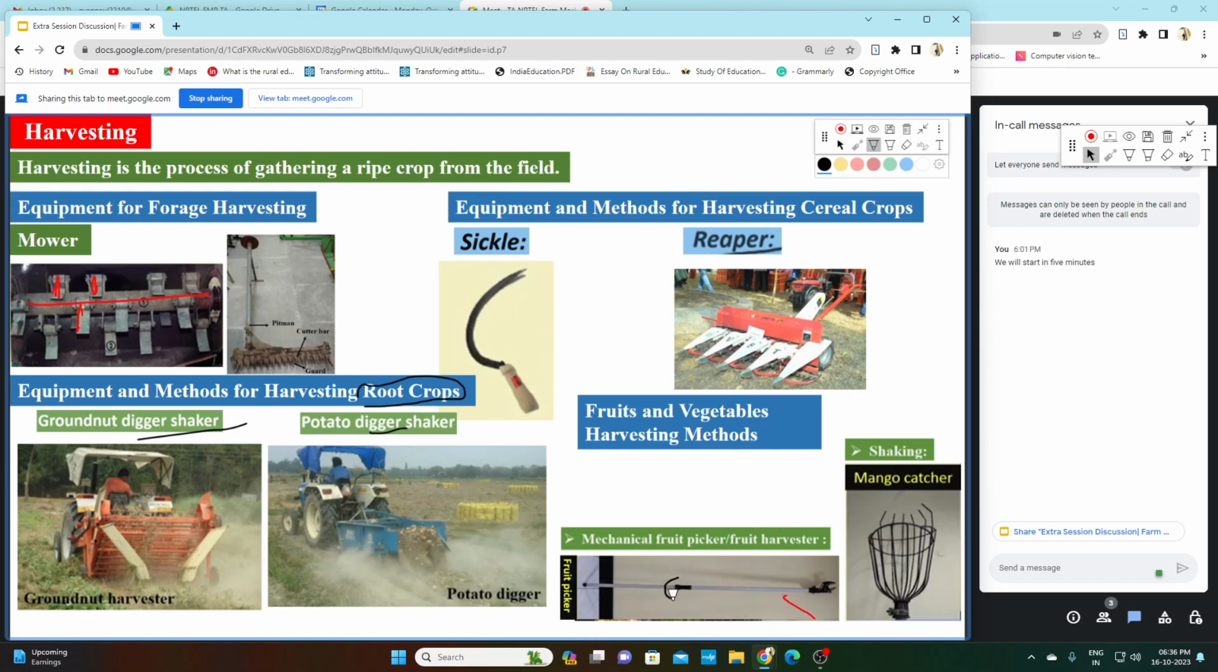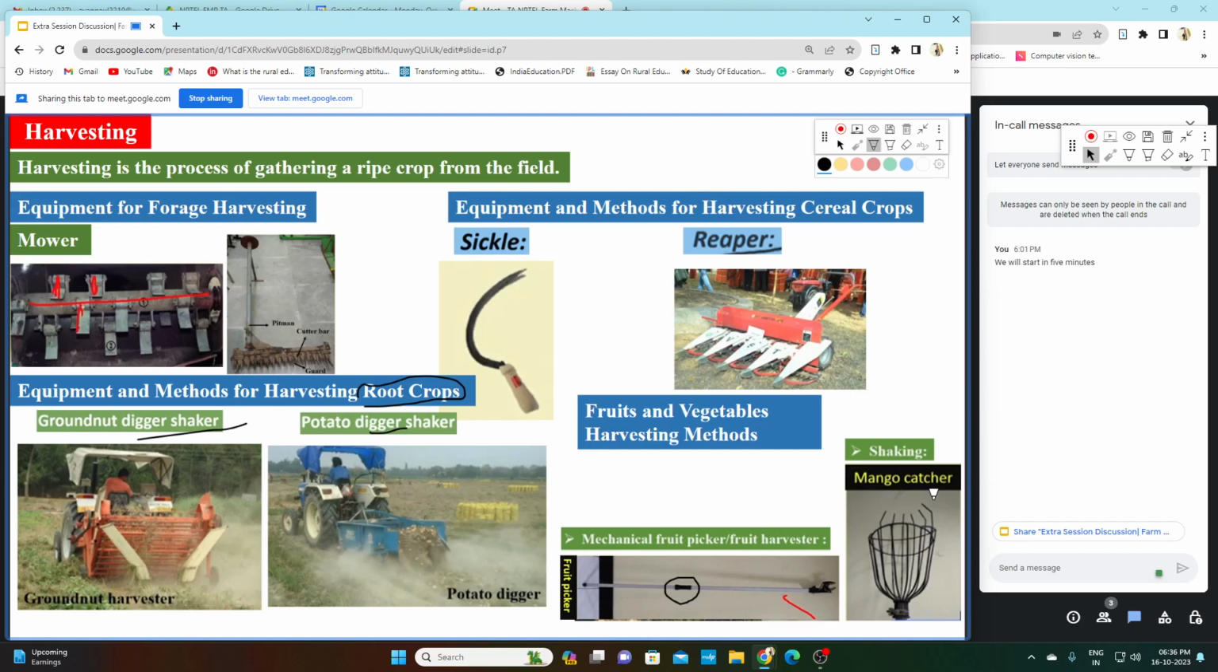Also there is a telescopic shaft here. That means we can adjust the length of this fruit picker. So if your fruit is at less distance or less height from the ground, you can contract this fruit picker. If your fruit is at higher distance or more height from the ground, you can extend this telescopic shaft. So this is the fruit picker.